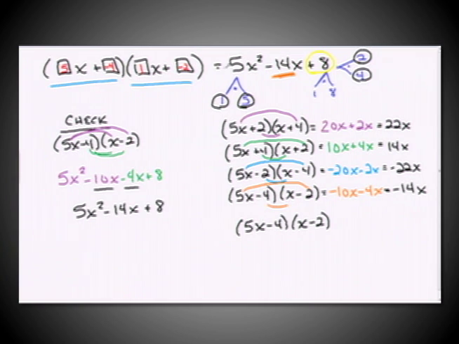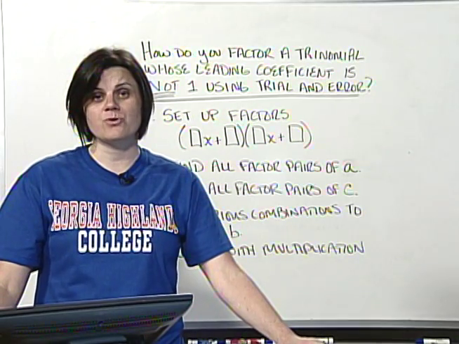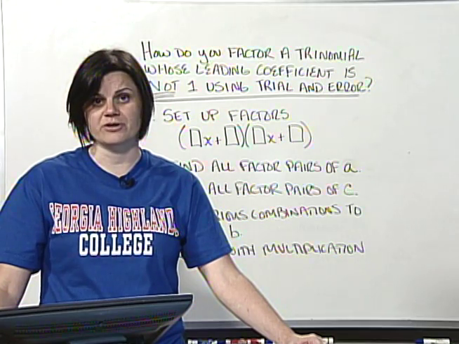So, since our original polynomial matches our checked polynomial, we have that 5x minus 4 times x minus 2 is the factored form of that trinomial. I hope this has answered your questions about the method of trial and error for factoring trinomials.